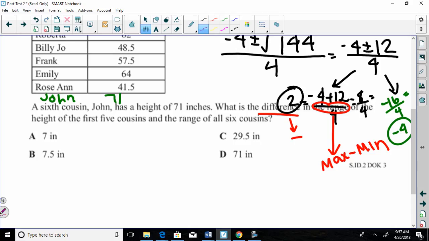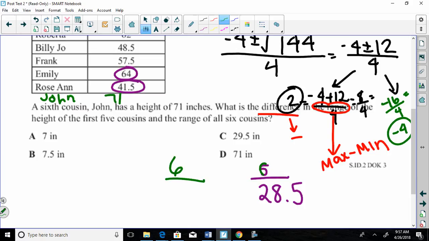So let's start with the first 5. Looking at the first 5, what's the biggest number there is? 64, and the smallest? Yeah. So then when you subtract them, what do you end up getting? 28.5. Now let's do all 6. So now what's the biggest number? 71. And when you subtract it from that, what do you end up getting?